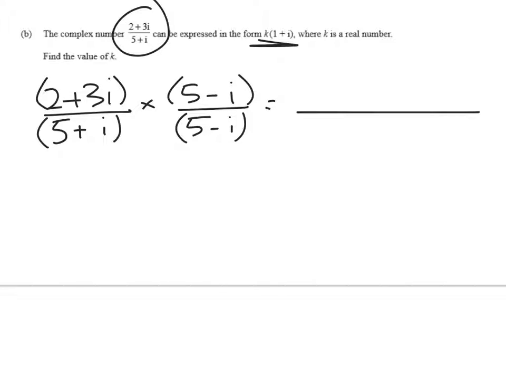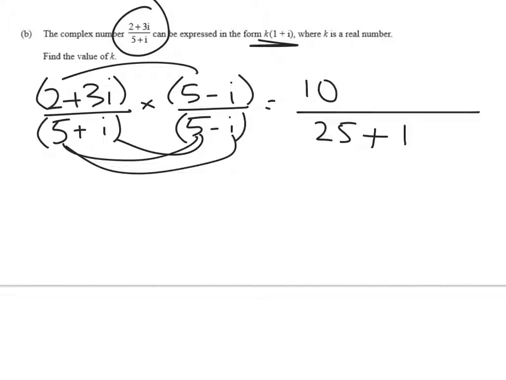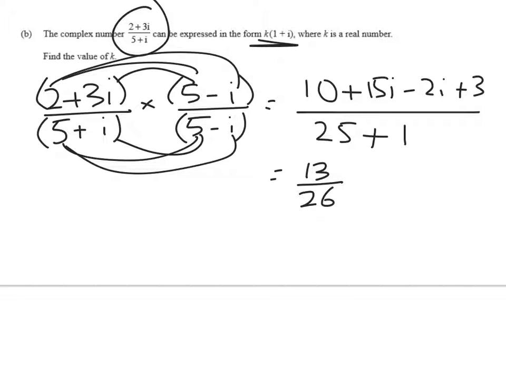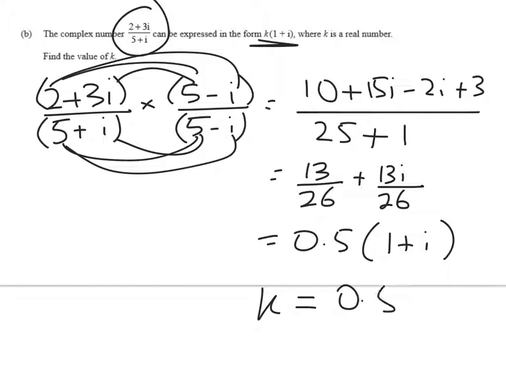So in the denominator we get 25 plus 5i minus 5i minus i squared, so that's going to be plus 1. Right, numerator 10 plus 15i minus 2i minus 3i squared, which is plus 3. So that gives me 13 over 26 plus 13i over 26, which equals 0.5 times 1 plus i. So k is equal to 0.5. Okay, another achieved question.